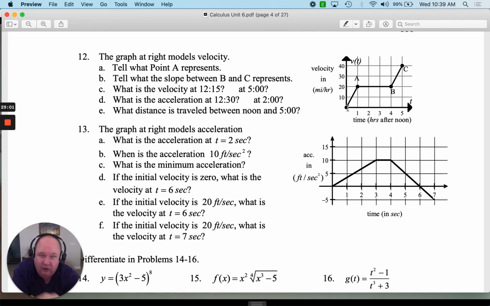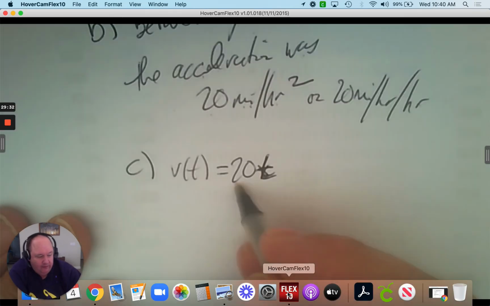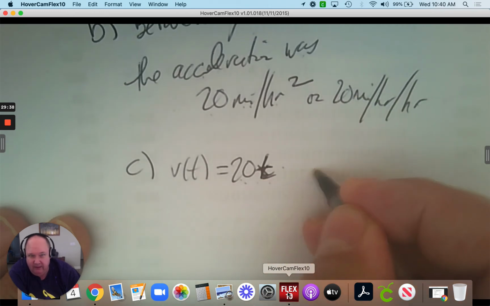Now, I'm not going to just go, it kind of looks like. I need to know the equation of that line to be able to answer that. What's the equation of that line? So, the slope is 20. So it's 20x. 20t. So we're using t. So the slope is 20, the y-intercept 0, so it's 20t, because the slope is 20, and it's mx plus b, and b is 0.